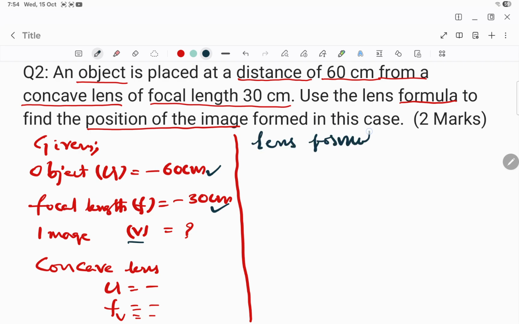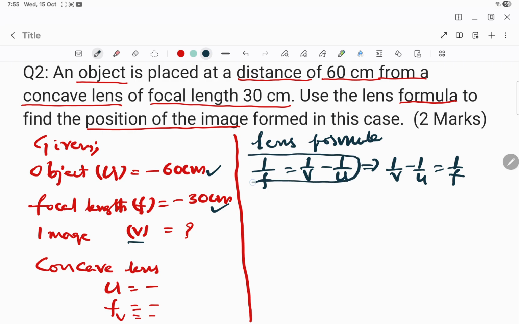We know the lens formula: 1 by f is equal to 1 by v minus 1 by u. In the textbook it is given like this: 1 by v minus 1 by u is equal to 1 by f. Anything you can use, that's up to you, there will be no difference at all. Now let us apply all the values in this formula.